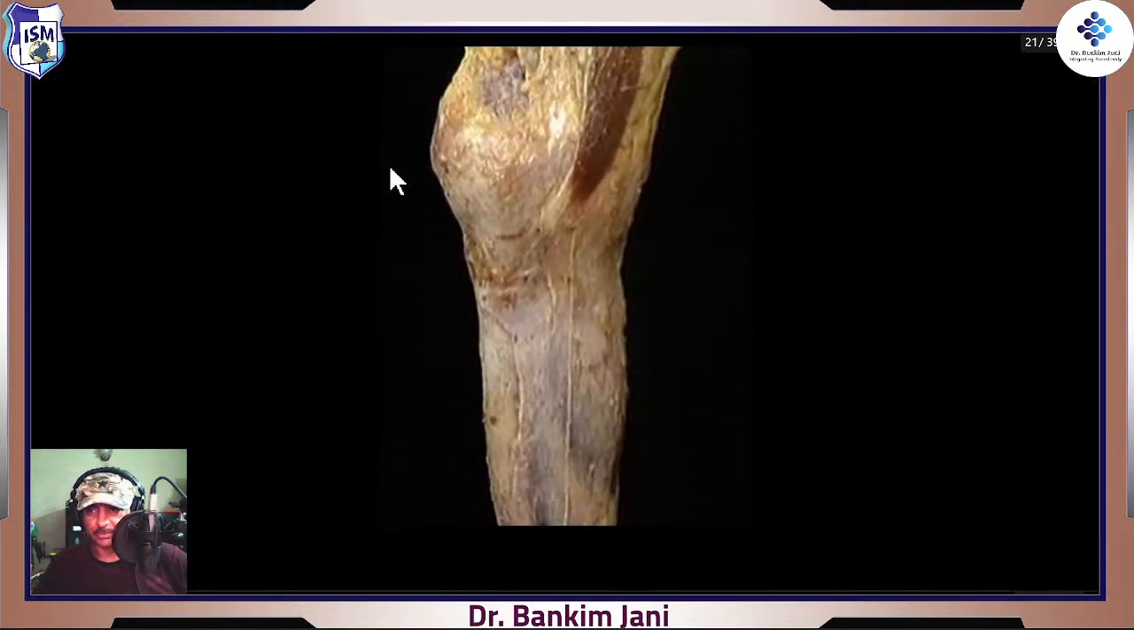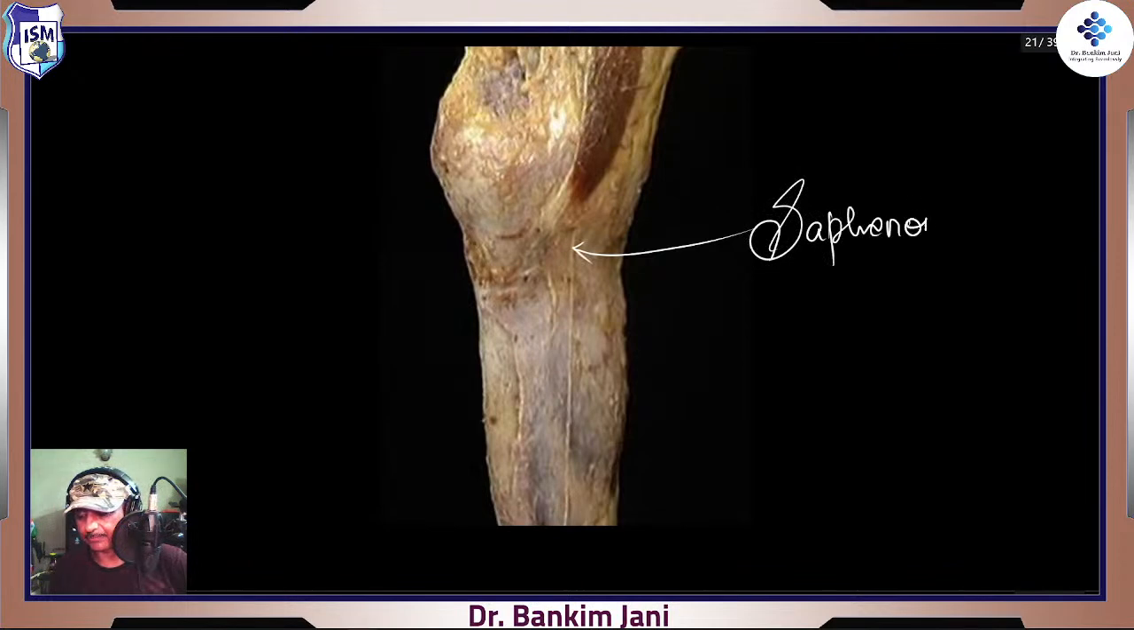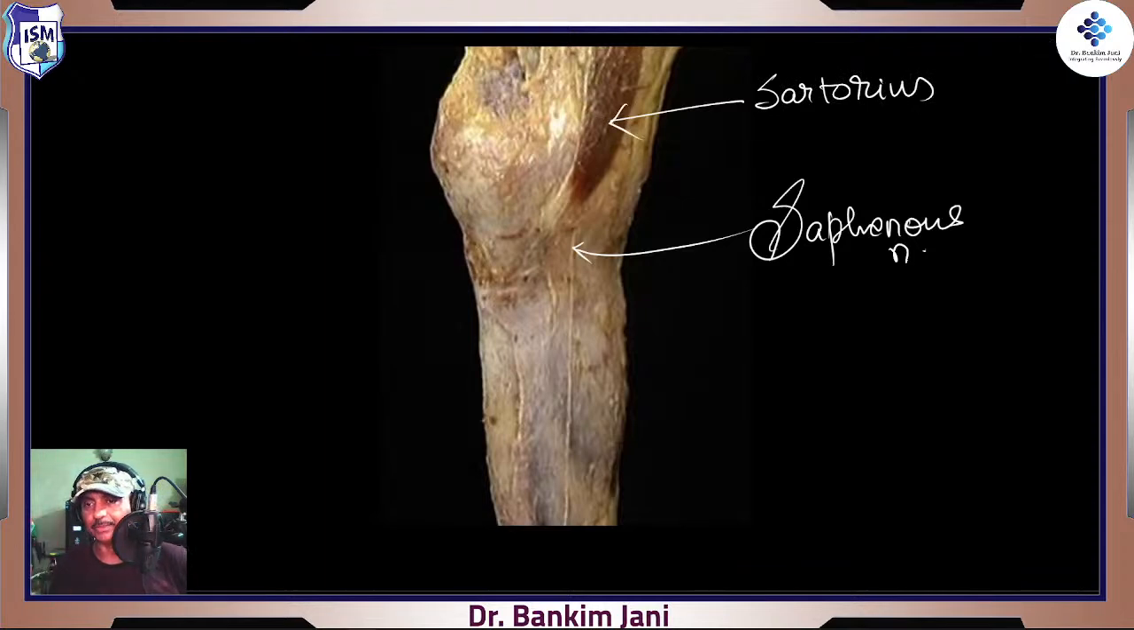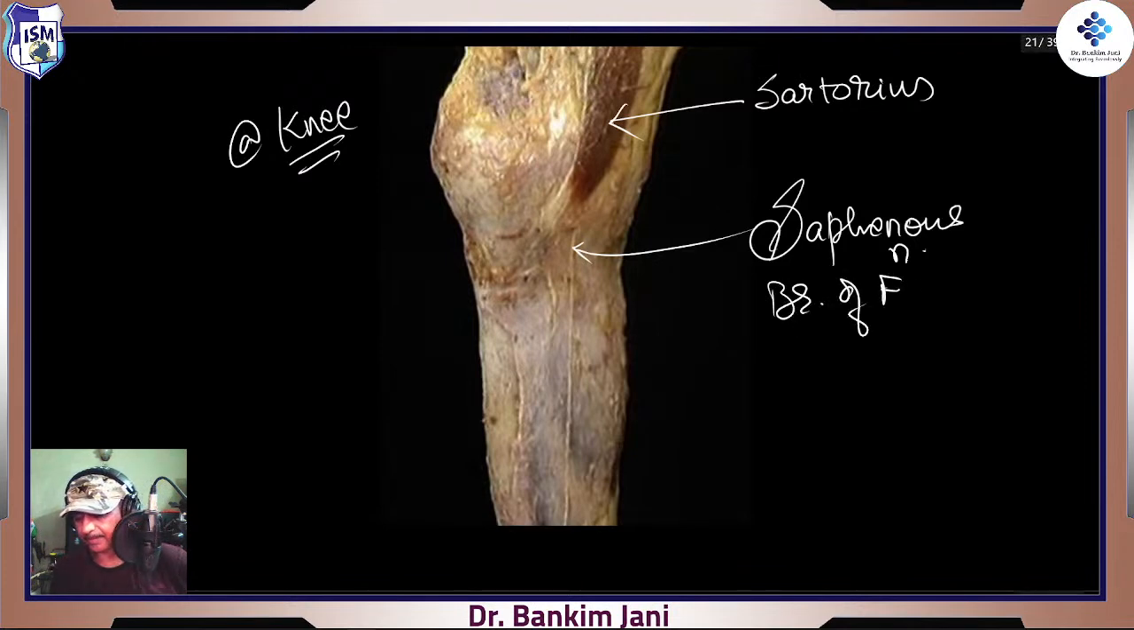Now there is one more nerve, and this nerve is called the saphenous nerve, and it is this. This one is the sartorius, so when we see sartorius, that gives the idea which side we are talking about. And this is the knee, so we are at the knee, and sartorius is landing on the medial aspect. So this is the saphenous nerve, and it is a branch of the femoral nerve.